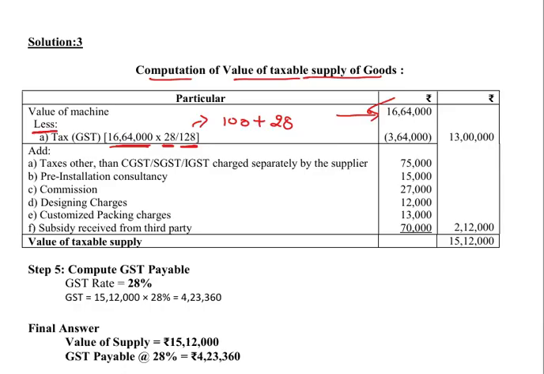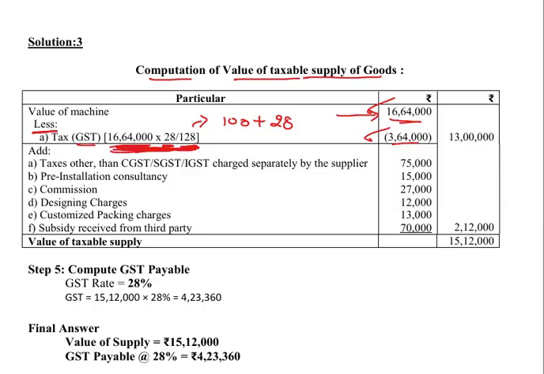If the GST amount is not included, we will be calculating the GST amount by directly applying 28% divided by 100, 28 upon 100. But when the amount includes the GST amount, now in the formula we will do 28 divided by not 100, 28 divided by 100 plus 28, that is 128, right? The GST amount we can calculate. What is the GST amount? That is 3,64,000.